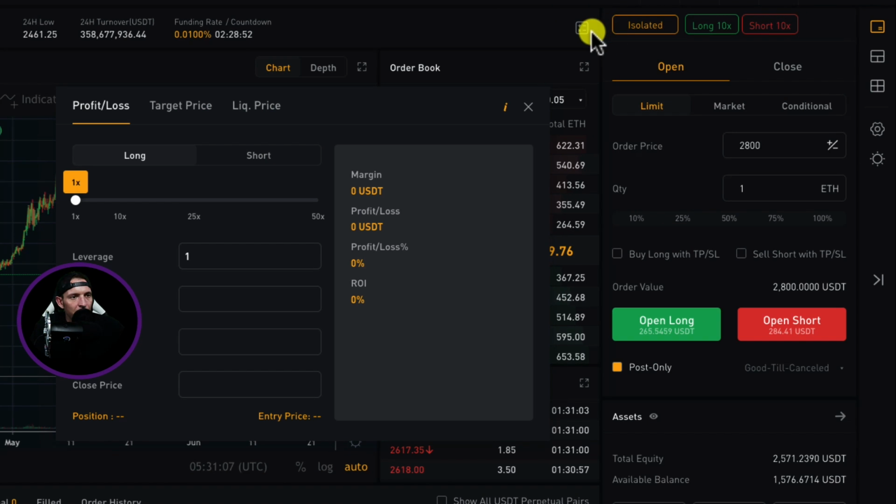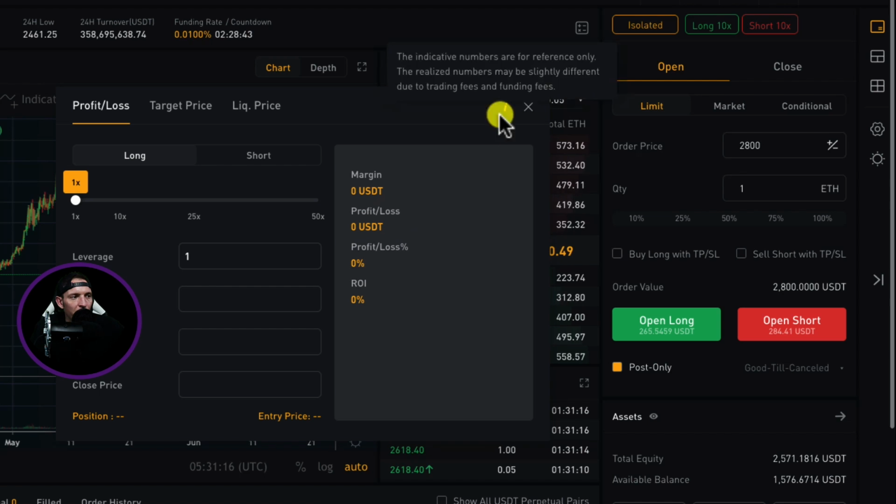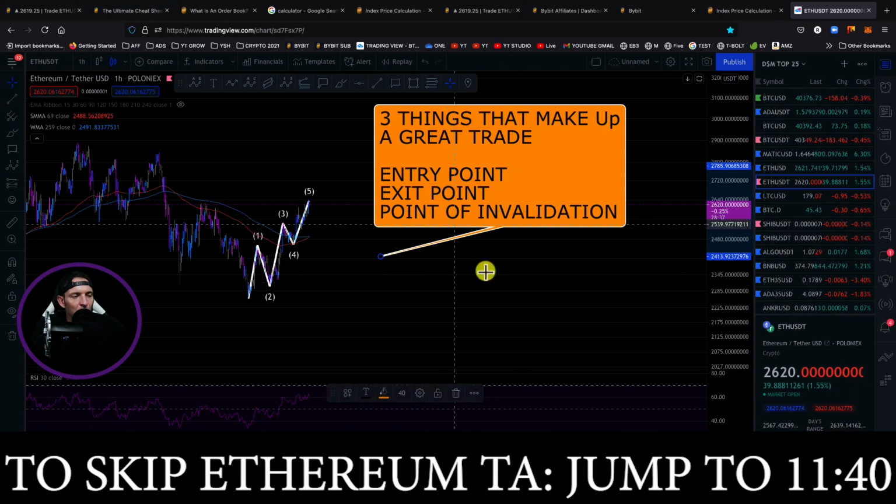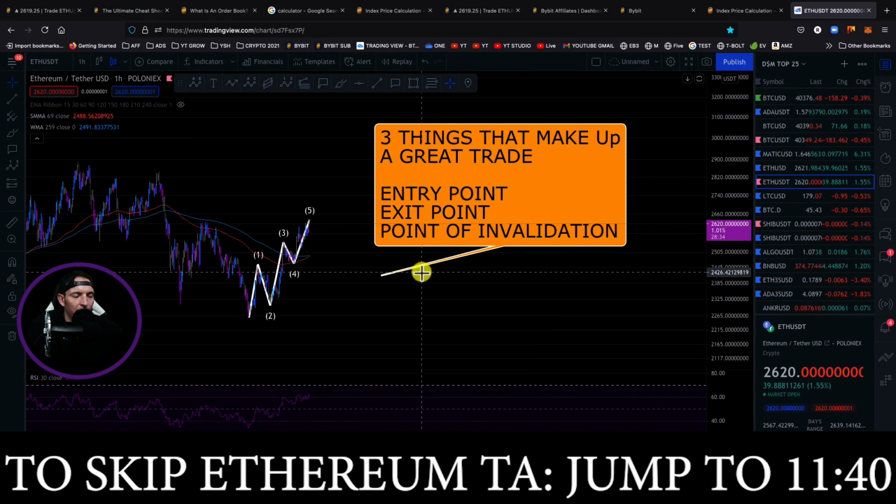Now up here in the top right corner, this is a profit versus loss calculator. So anytime you're entering a trade, you need three things for a trade to be good. You need an entry point, an exit point, and a point of invalidation. So before I show you guys this calculator, let's jump over here on the charts and let's pull up Ethereum and let's take a look at something. So in order to make up a great trade, you need to have three things.